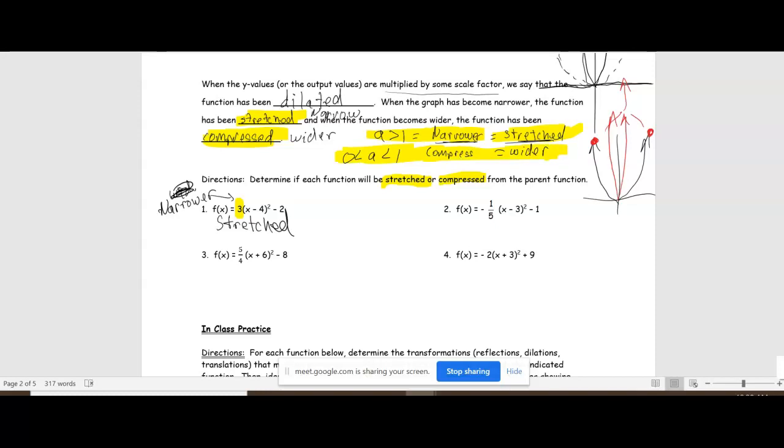Okay. Now, don't worry about the negative here. The negative just tells us that we're opening downwards. That's all that's referencing. What we're concerned about is this 1/5, and is it greater than 1, or is the 1/5 between 0 and 1? All right, and I think we all know 1/5 is between 0 and 1. So that should get compressed.